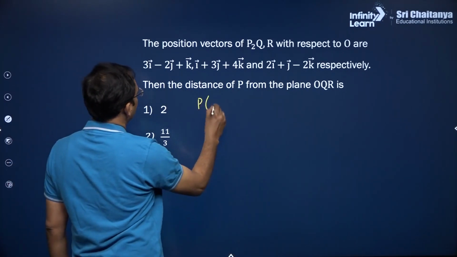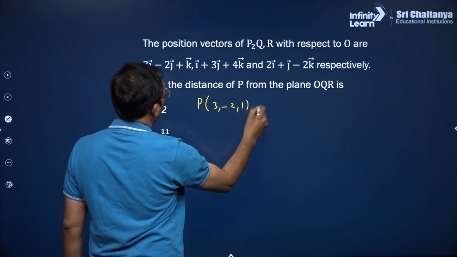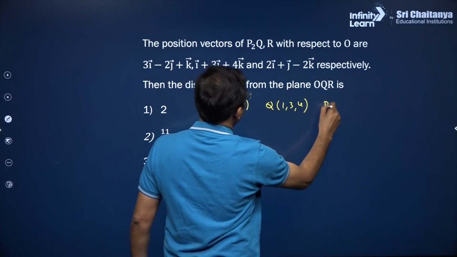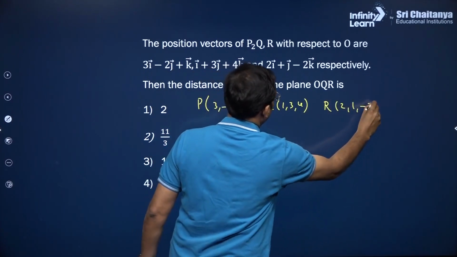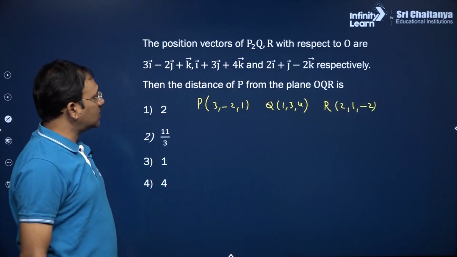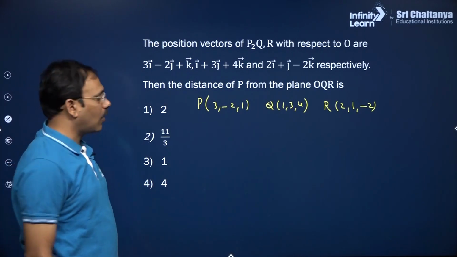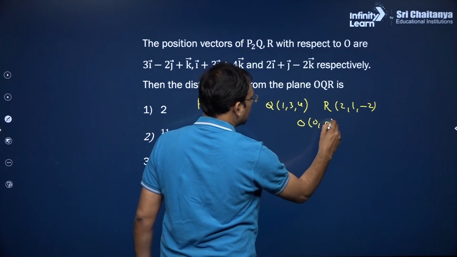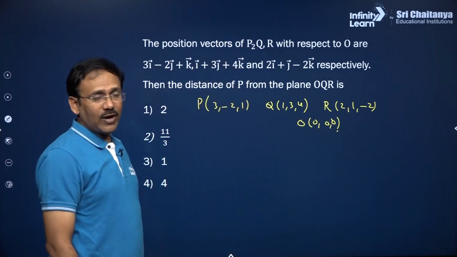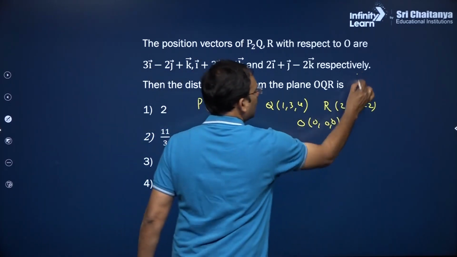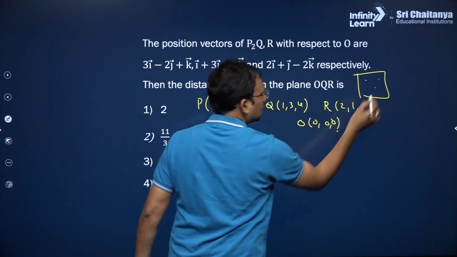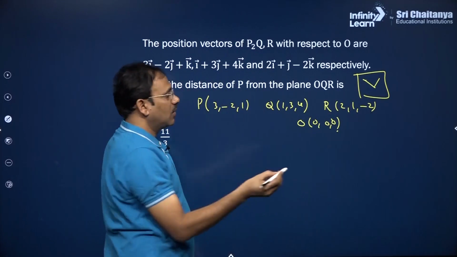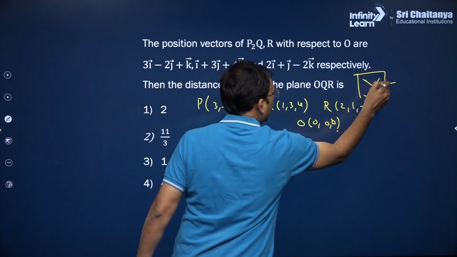Next, my dear friends, the position vectors of P, Q, R with respect to O are given. You see, my dear friends, P is (3, minus 2, 1), Q is (1, 3, 4) and R is (2, 1, minus 2). Then the distance of P from the plane OQR, you need to find the plane passing through OQR. How to find, friends? In a plane you are given 3 points, so prepare 2 vectors and take their cross product, which gives the normal DRs of this plane.